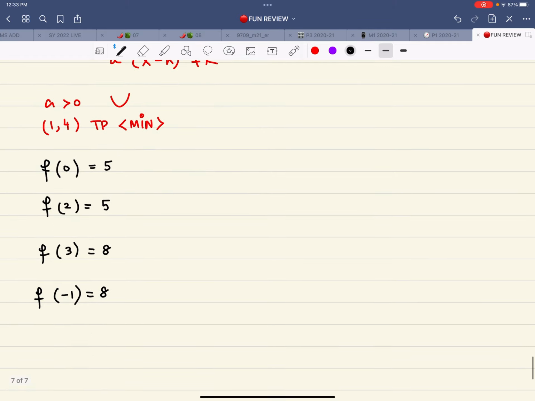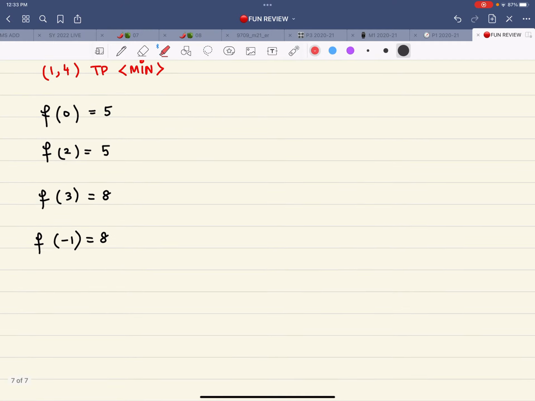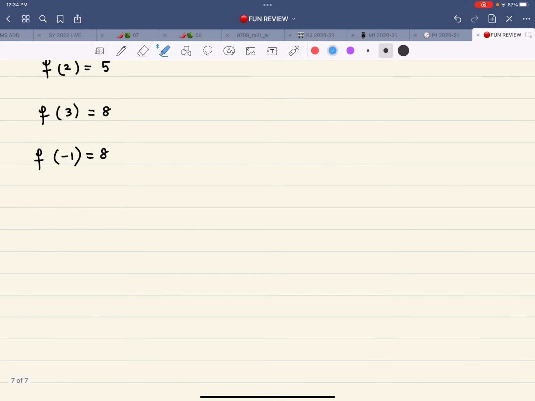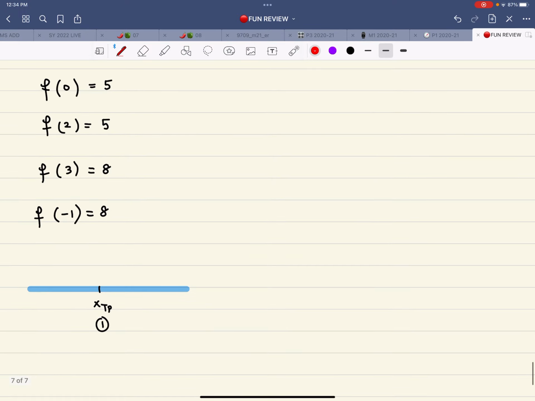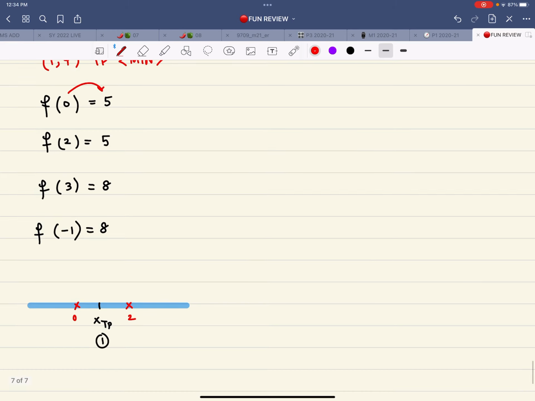Now this is also a mystery, actually not a mystery as such. Why are 2 values giving me the same answer? So let me focus on the symmetry part also. If I draw a number line and this is the x coordinate of turning point, which in this scenario is 1. And over here I have the x value, which is 0. I have the x value, which is 2. So 0 is 1 unit less than the x coordinate of turning point. 2 is 1 unit greater. So that is why both y values are coming out to be the same.